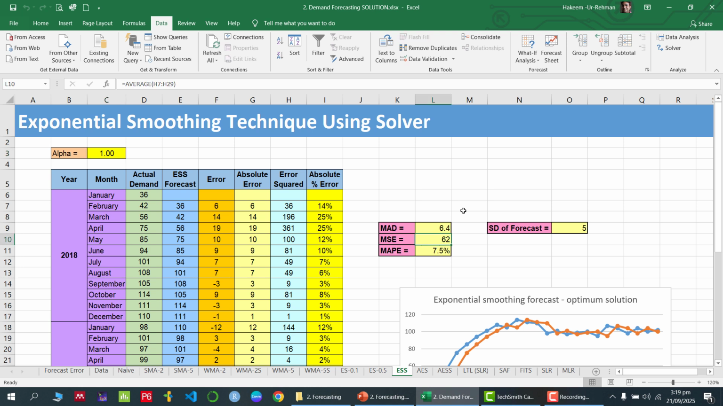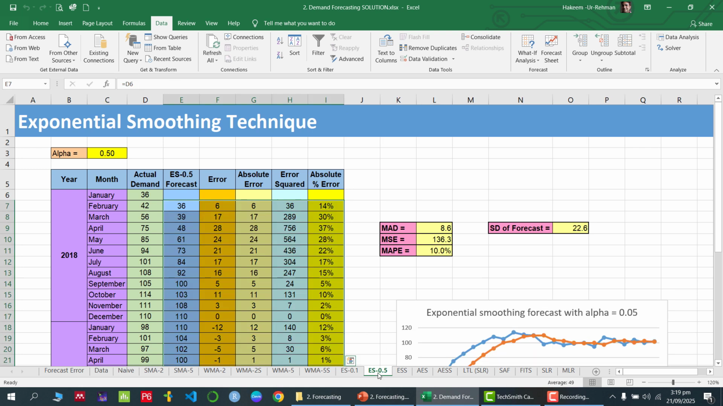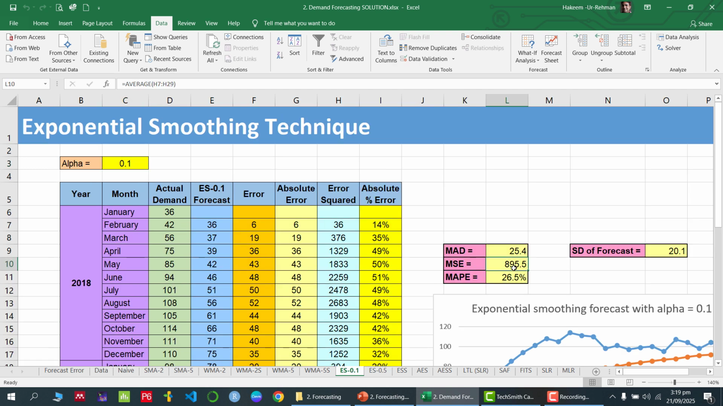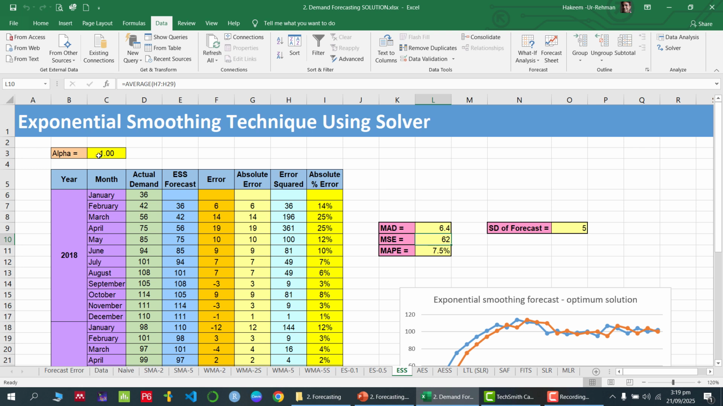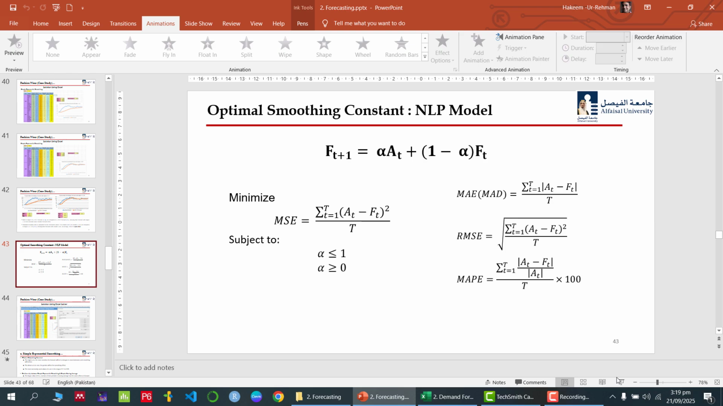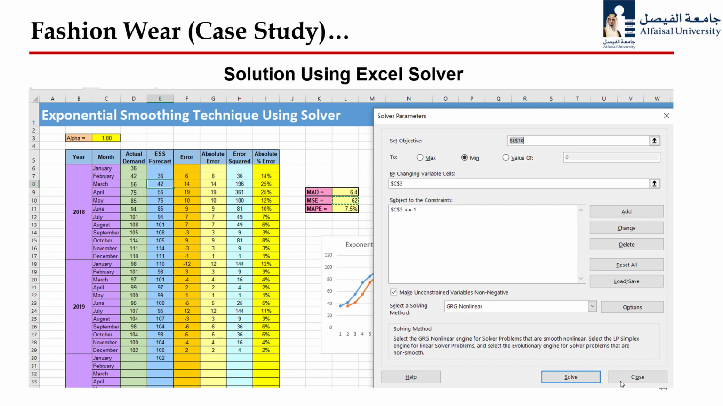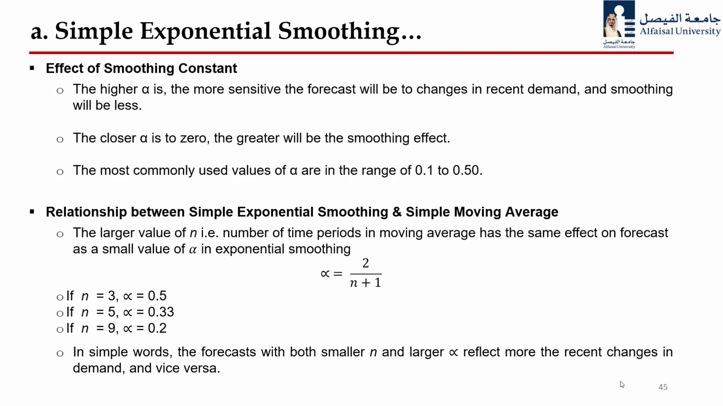You would be able to minimize the mean square error as well as the mean absolute deviation and the mean absolute percentage error. As you can see over here, the mean square error when we are using the optimum alpha, which is 1 in our case, we are getting 62. While we were using 0.5, it was 136. While we were using 0.1, it was 895. So that means the best alpha value for this data set is going to be 1. This is how you can use the Excel solver to find out the best alpha value.